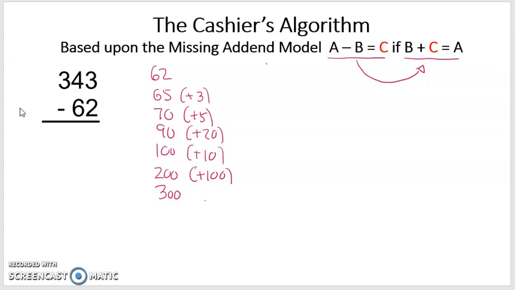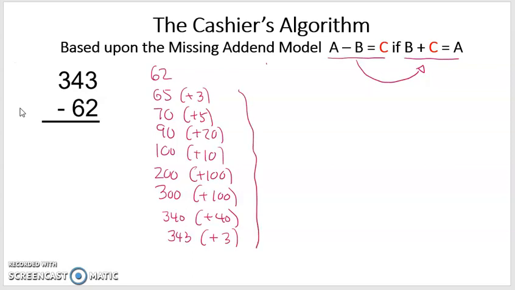300, plus another 100. Then I need to get to 43, so plus 40. So we'd say 340, plus 2 20s, so plus 40. And lastly, 343. I'm going to add 3 more. So what I've added on to 62 to get to 343 is right there.